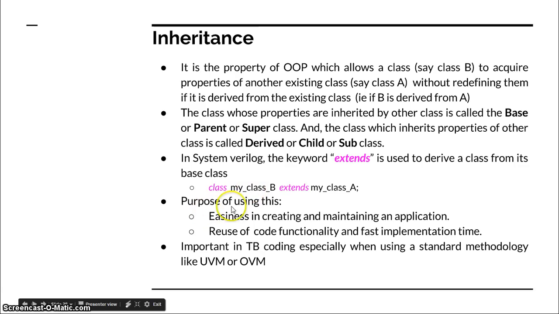And we use inheritance in our code to make code writing easier and maintenance easier, and also to reuse the code functionality which is already defined in our code. As I said in the beginning of this session, this is an important concept in test bench coding, especially when you use a standard SystemVerilog methodology like UVM or OVM.